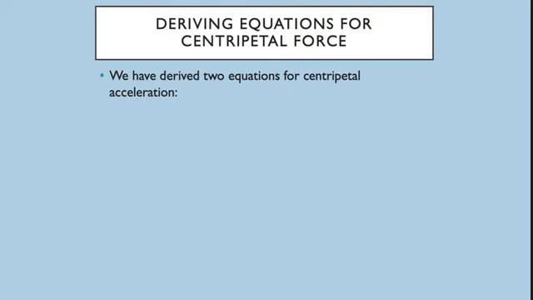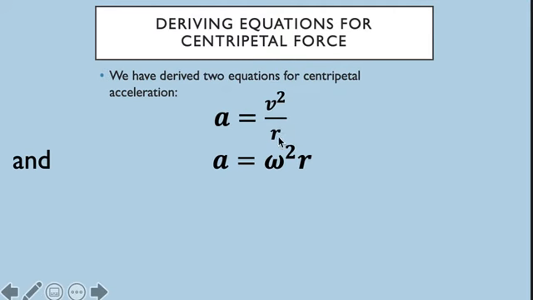So we've seen the acceleration and we've actually derived some equations for it. We've got our equation here that a equals v squared over r, and we've got that a equals omega squared r. So here we've got v as velocity, r as the radius of the circle, and a as our centripetal acceleration. Here we've got a as centripetal acceleration again, r as radius again, and omega as the angular velocity.